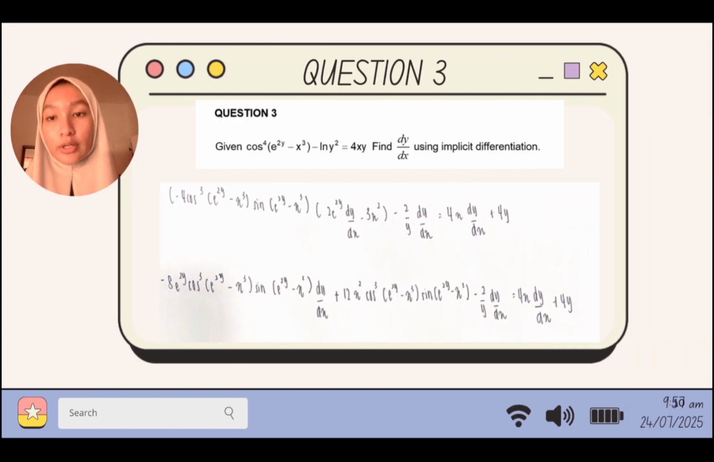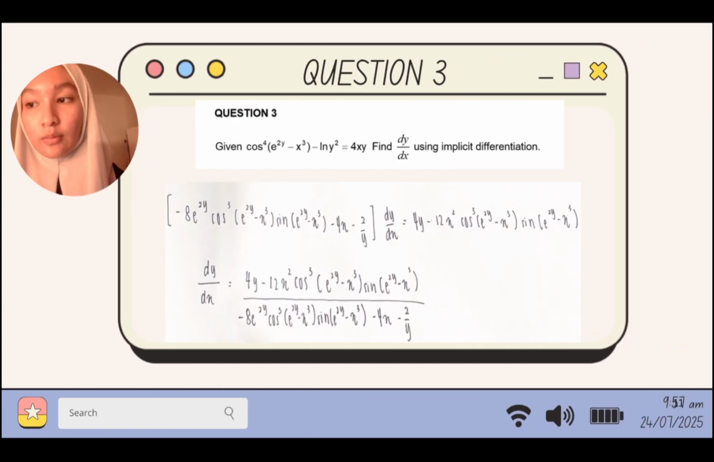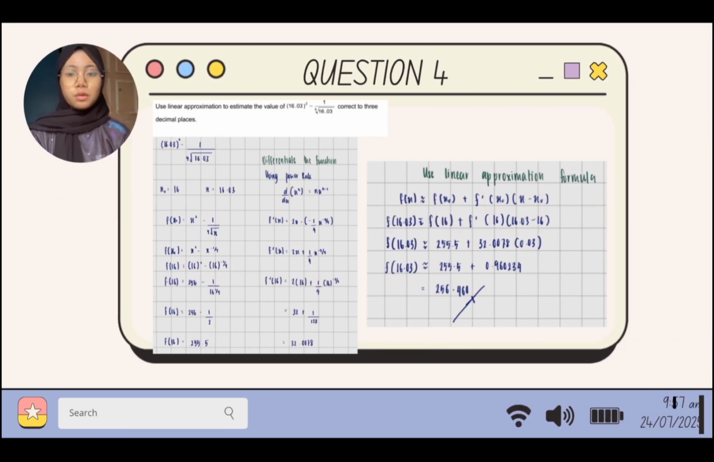So now we are going to combine everything together and expand the equation. For the second last step, we are going to move all the dy/dx terms to one side and all the remaining terms to the other side. Then we divide both sides by the coefficient of dy/dx. In conclusion, by using implicit differentiation, chain rule and product rule, we successfully obtained the derivative dy/dx for this question.